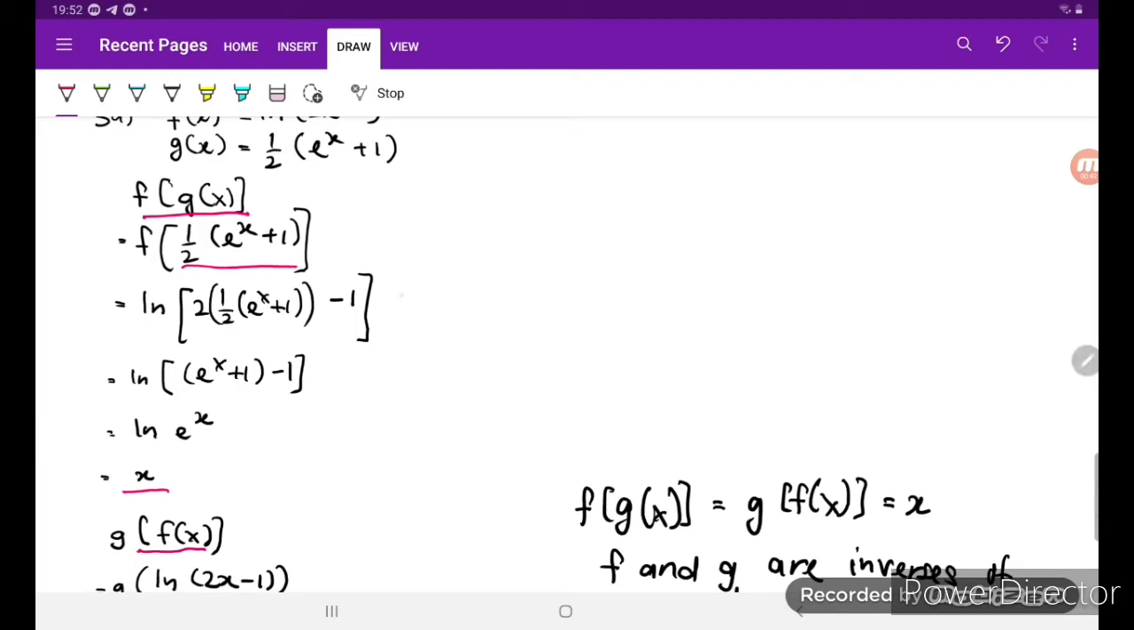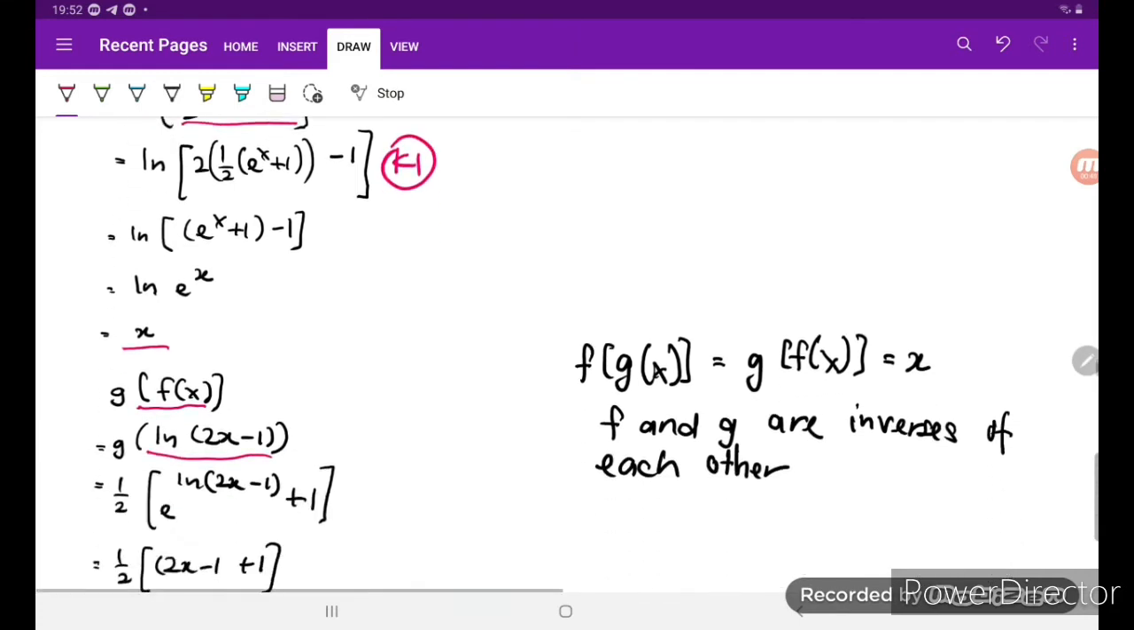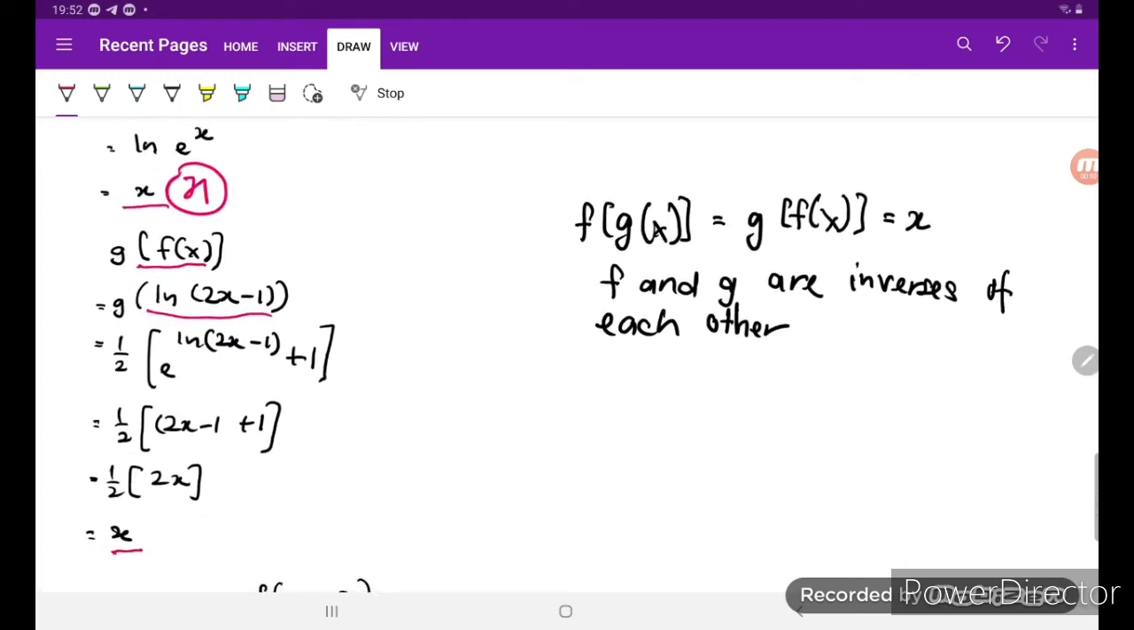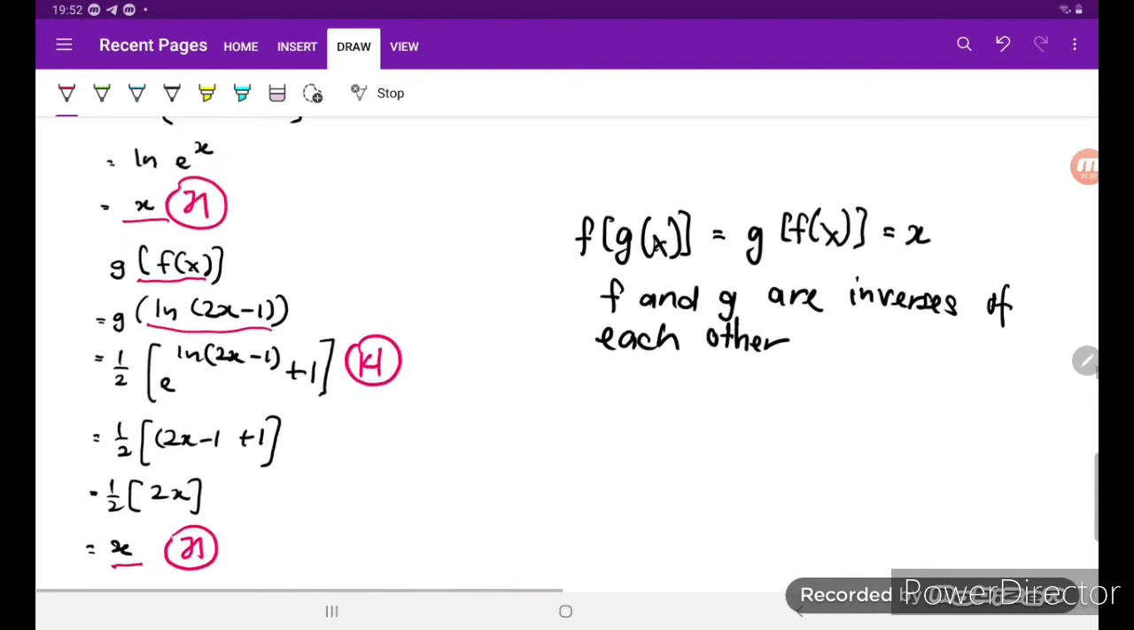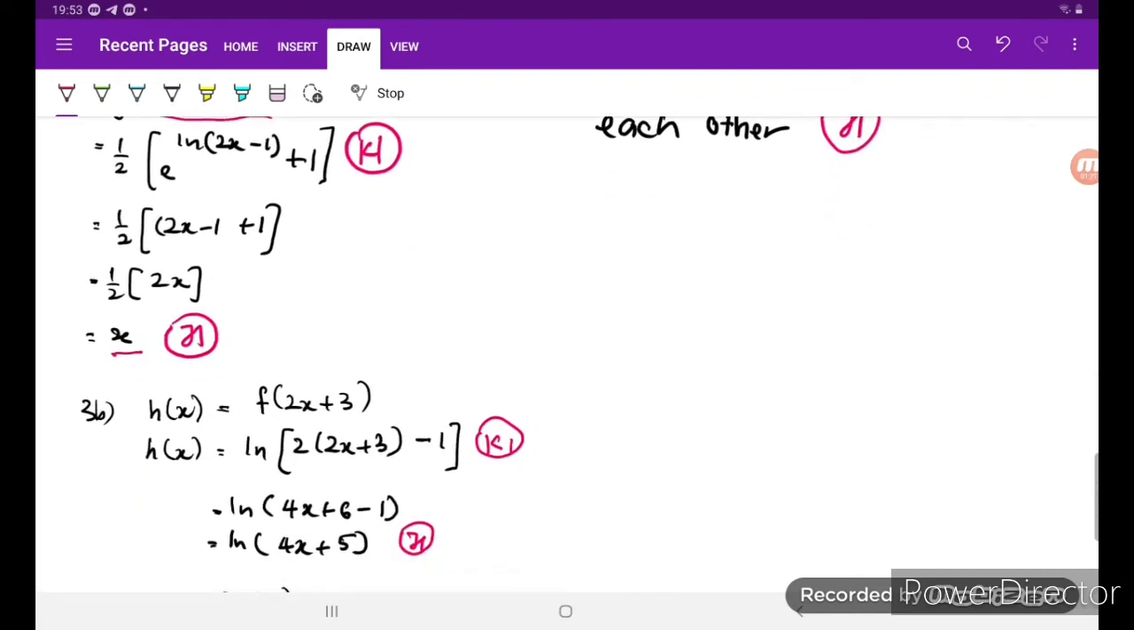Okay, this one you will get K1. You get x, J1. Then for g(f(x)) you substitute here, you get K1. You get another x, you get J1. And then conclusion, f and g are inverses of each other, J1. It's either that you say f and g are inverses of each other, or you can say f is the inverse of g, g is the inverse of f. The statement is the same. So 5 marks altogether for 3a.